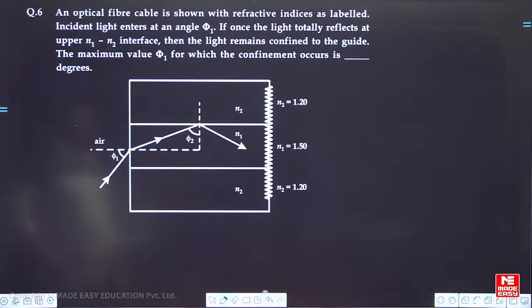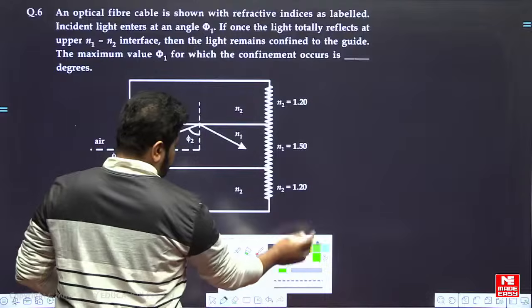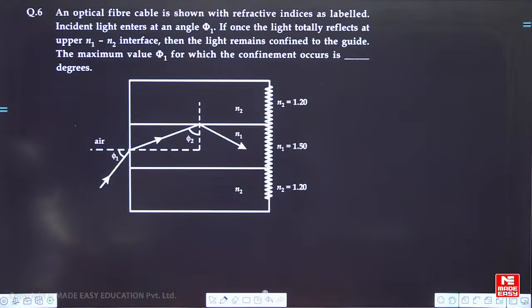If once the light totally reflects at the upper N1 N2 interface, so you can see that it is perfectly reflecting, then the light remains confined to the guide, okay, fine. The maximum value of phi 1 for which the confinement occurs is how much? So they are basically asking what is the value of phi 1. Okay, let us see how many of you can answer this question.